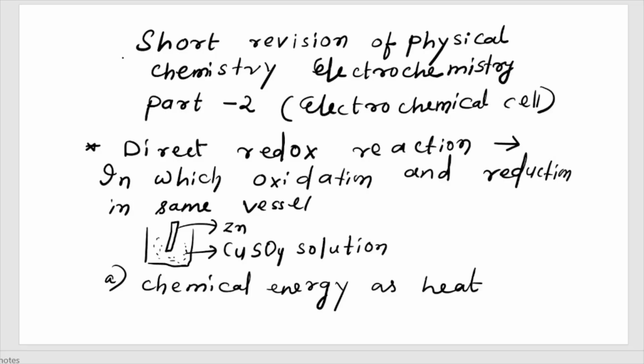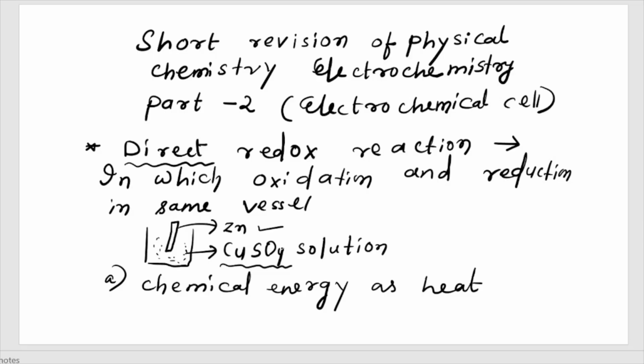Direct redox reaction. What is meant by direct? What is direct redox reaction, in which oxidation and reduction take place in the same vessel. Direct means both oxidation and reduction take place. For example, zinc. See this diagram. Zinc is the rod which is taken in a beaker which contains copper sulfate solution. Are you clear? Zinc rod is dipped in copper sulfate solution which is present in the same vessel.